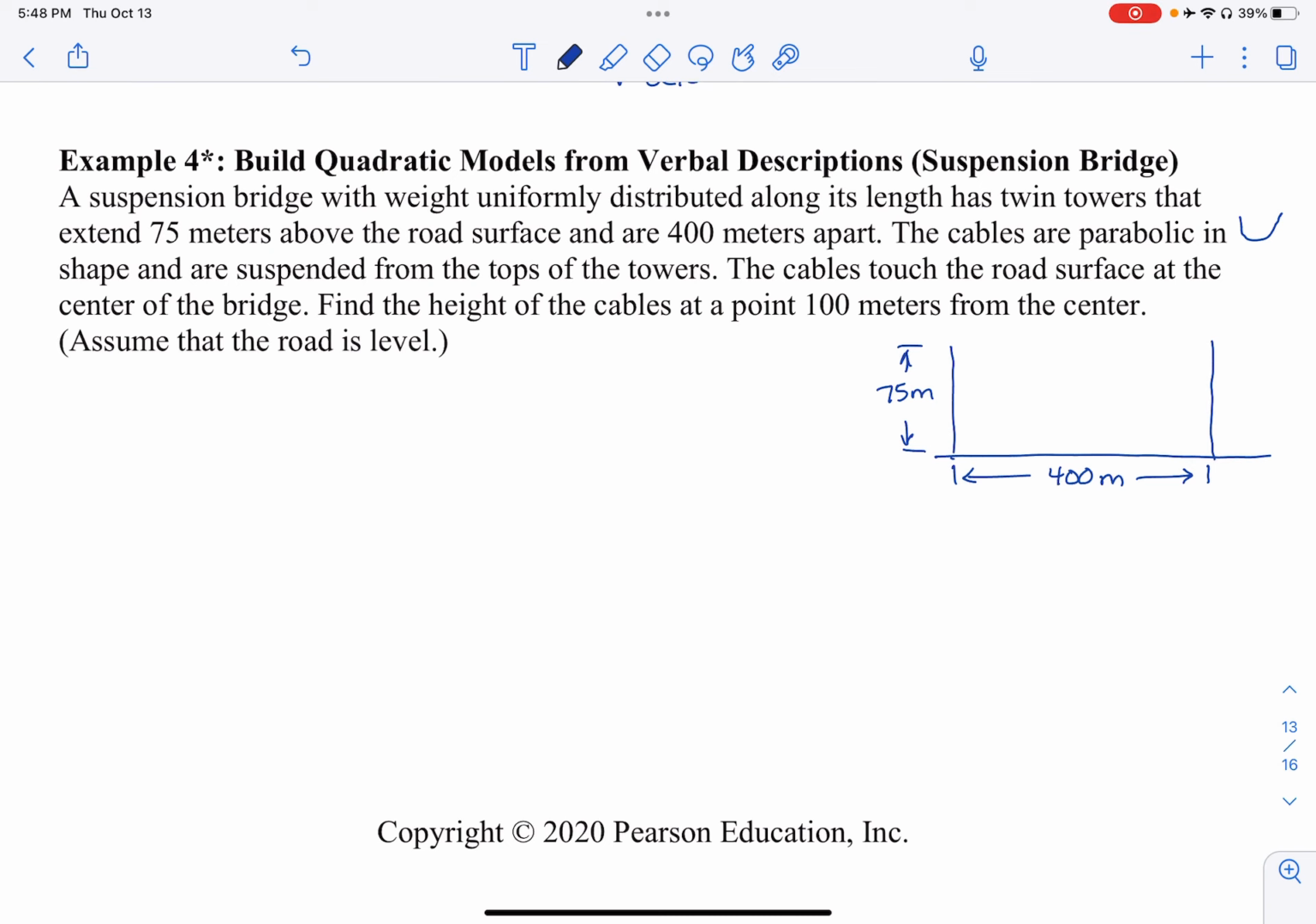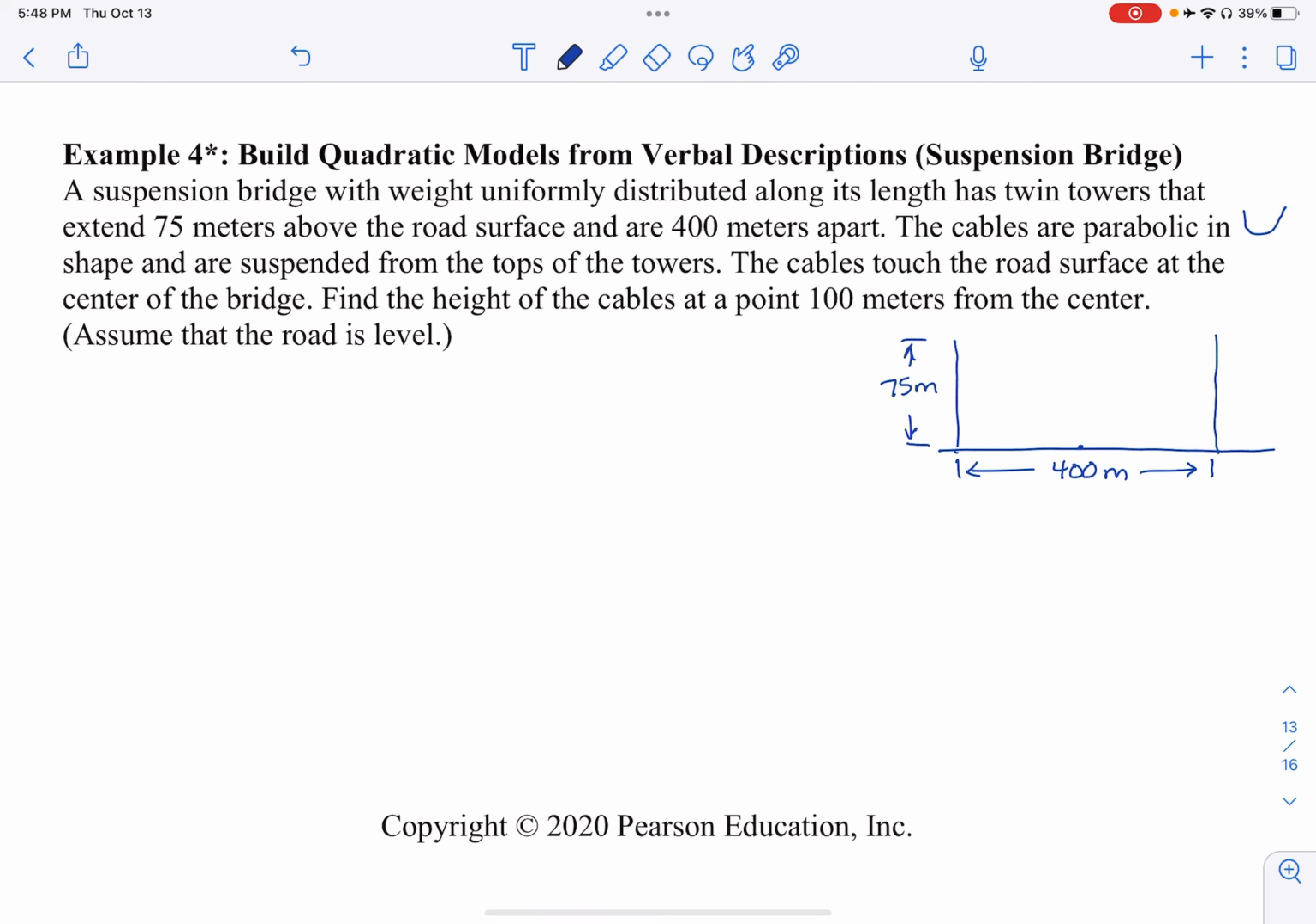The cables touch the road surface at the center of the bridge, so right here at the center, 200 meters on each side. We're going to go up. We want to find the height of the cables at a point 100 meters from the center. Here to here is 200 meters, and we're assuming that the road is level.